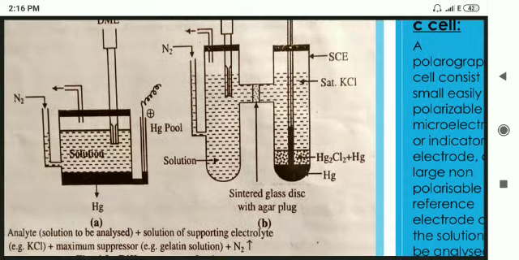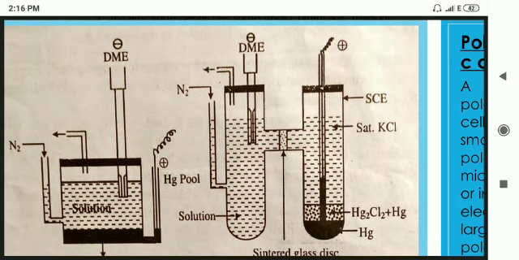The H shape consists of two arms. In the standard calomel electrode, here it is filled with saturated KCl. Its base is filled with mercury and mercurous amalgam, and here there is one inlet for nitrogen and one outlet for oxygen, and above that the dropping mercury electrode is connected. And here it is filled with the solution which is under study. Here the positive electrode is the standard calomel electrode, the reference electrode acts as a positive electrode, and the dropping mercury electrode acts as a negative electrode.